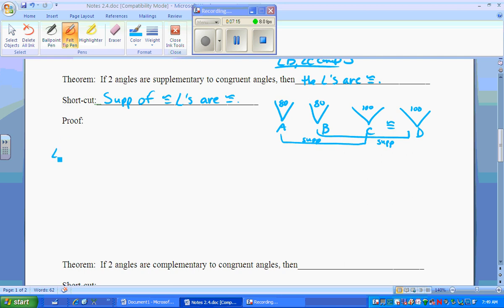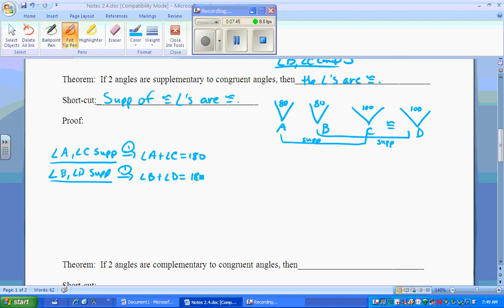That proof comes from angles A and C are supplementary. Angles B and D are supplementary. Looking very similar to above, reason out, angle A plus angle C equals 180. Arrow out, angle B plus angle D equals 180. All right, these two together, we can say angle A plus angle C equals angle B plus angle D.